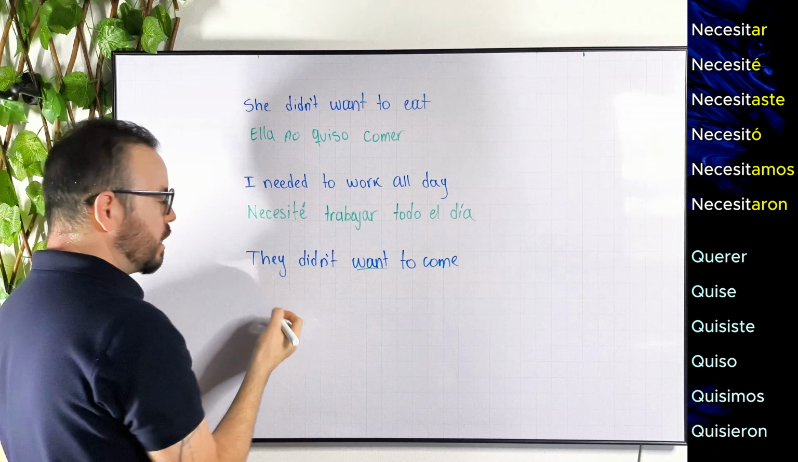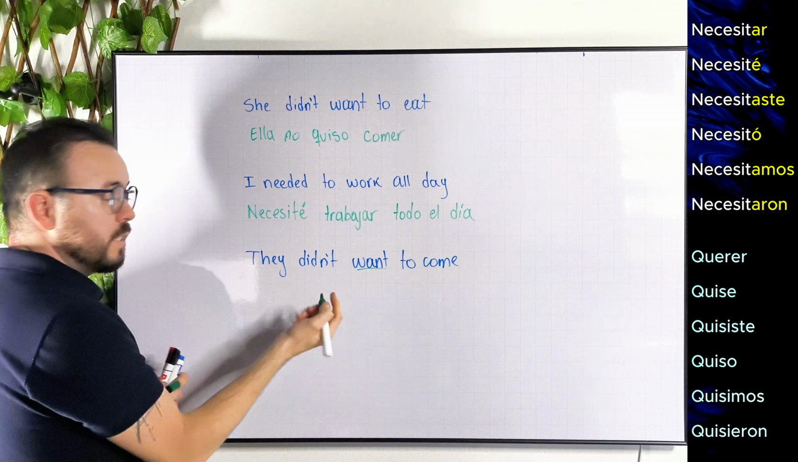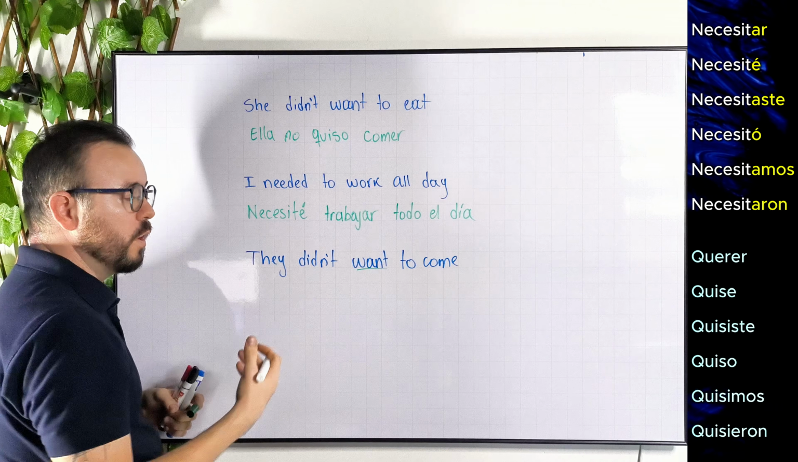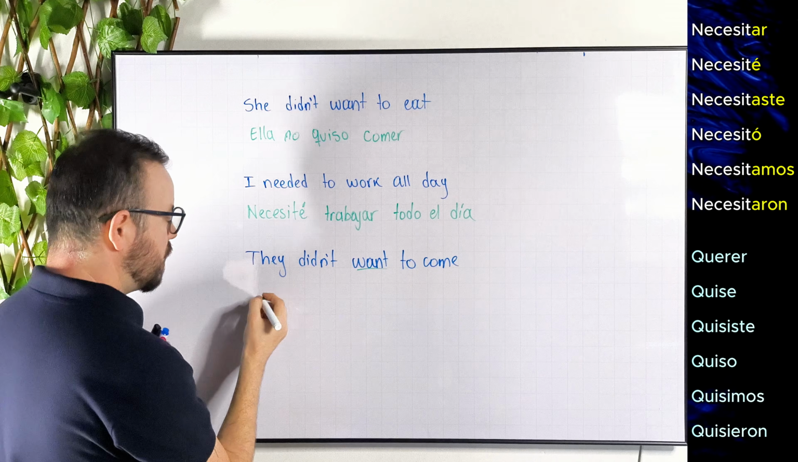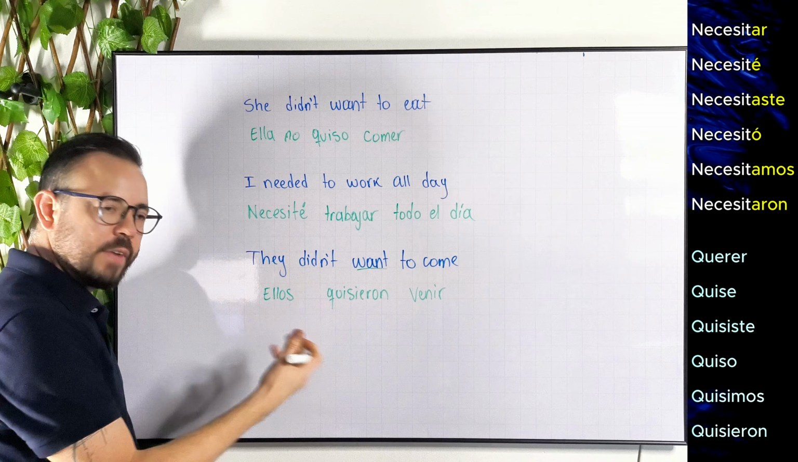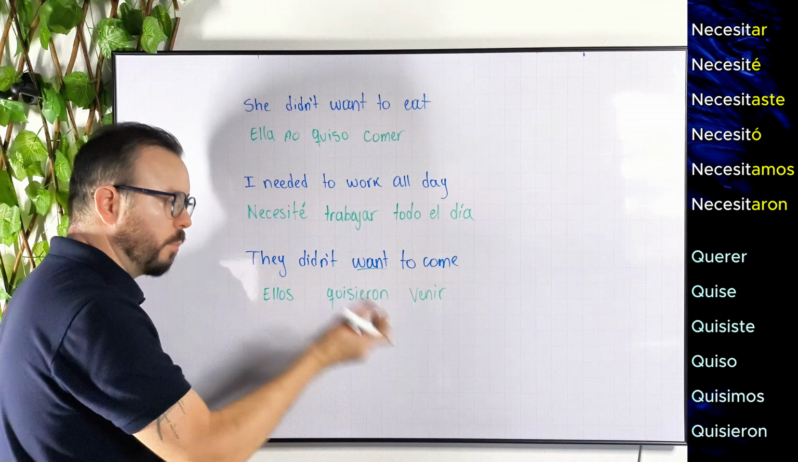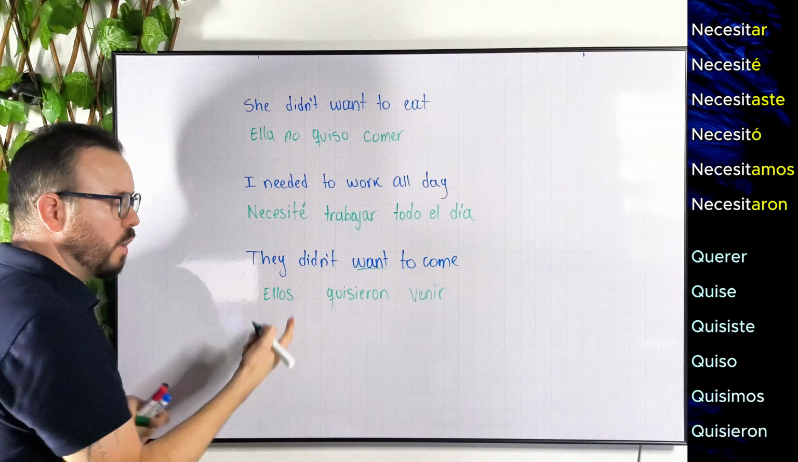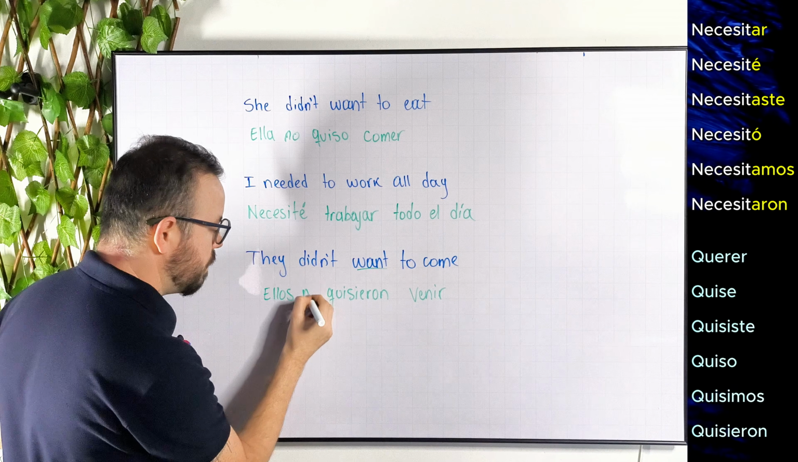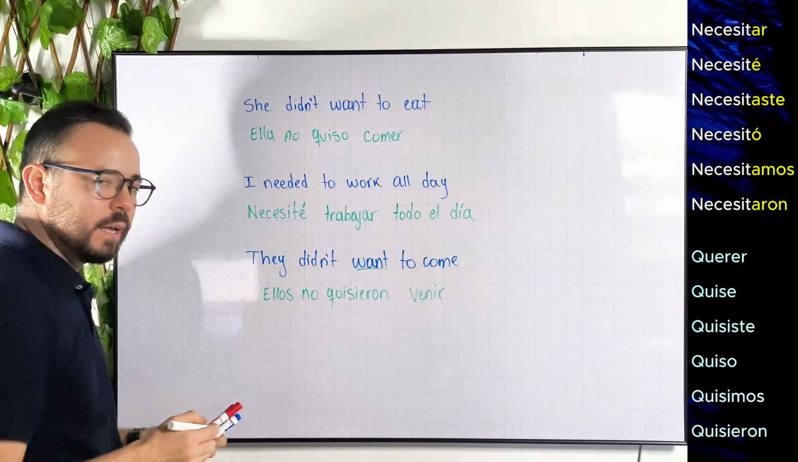That's it. So we can say for they didn't want to come, since this is negative form, we can say always the positive form first. So I can say they wanted to come, okay? That will be ellos quisieron venir. They wanted to come, okay? That's positive form. Now, if I want to say this thing in the negative form, I just need to add no right before the verb. So I'm just gonna say ellos no quisieron venir, and that's it.